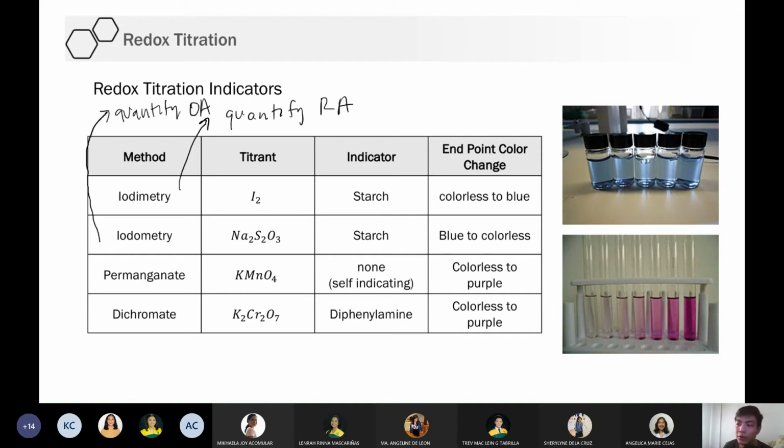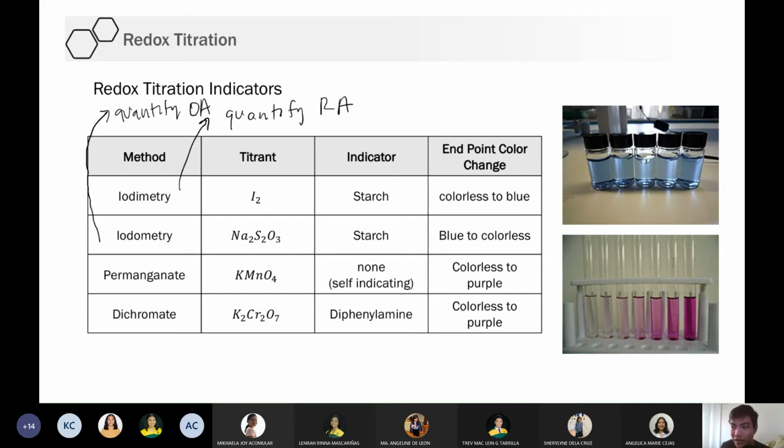What else? Sa permanganate method, this should be done in darkness. Ginagawa to sa kadiliman. Literal na dilim. Bakit? Kasi yung permanganate, this is very sensitive sa light. Okay? So this is very sensitive sa light. So that's why kapag ginagawa to sa lab, kailangan sobrang dilim.